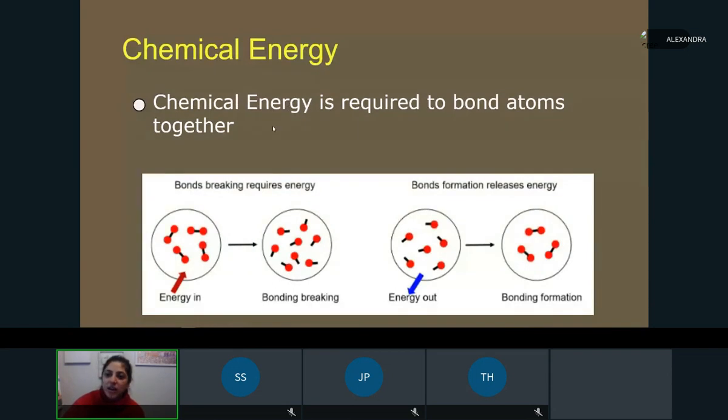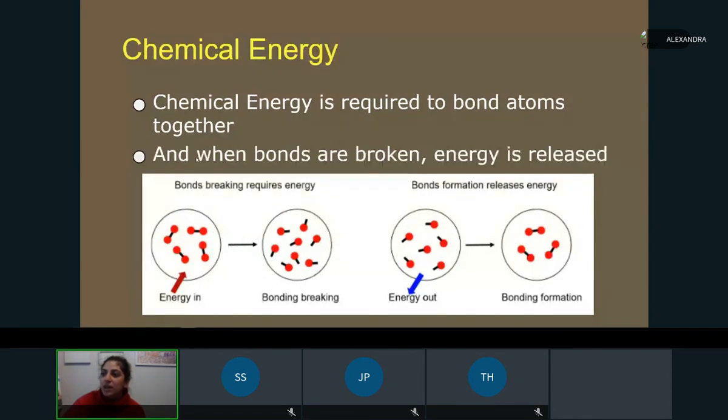So we'll talk about this when you take chemistry, when you talk about the formation and breaking of bonds. There's a little bit more to it, but for the sake of physics, you just need to know that you need energy in order to bond or break. So when bonds are broken, energy is released, right? So when bonds break, the energy is released.